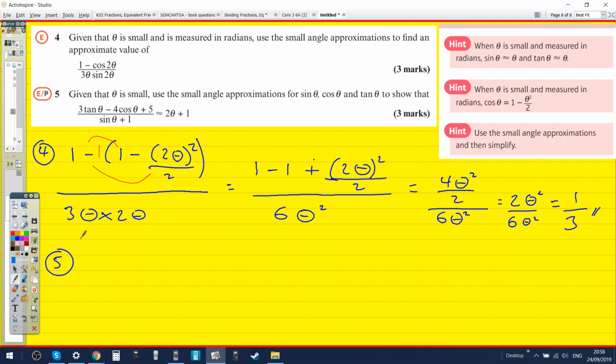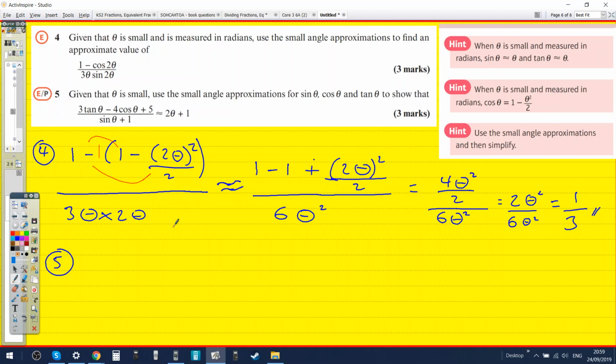Given that theta is... 3 tan is approximately equal to 2 theta. Is that divided or plus 1? Where are you looking? This 3 here? Yeah, that's 2 theta plus 1. Plus 1. Okay. Plus 1 is approximately equal to 2 theta plus 1. Okay.